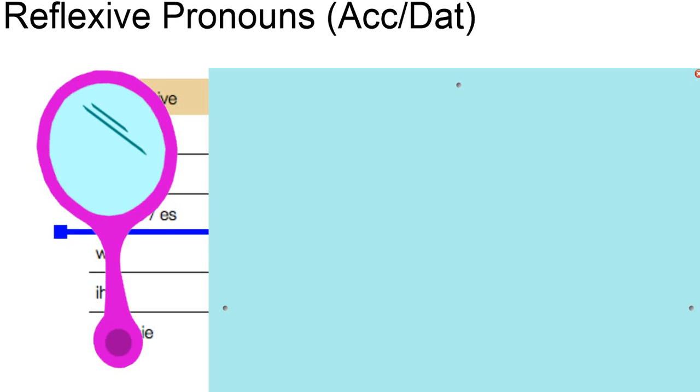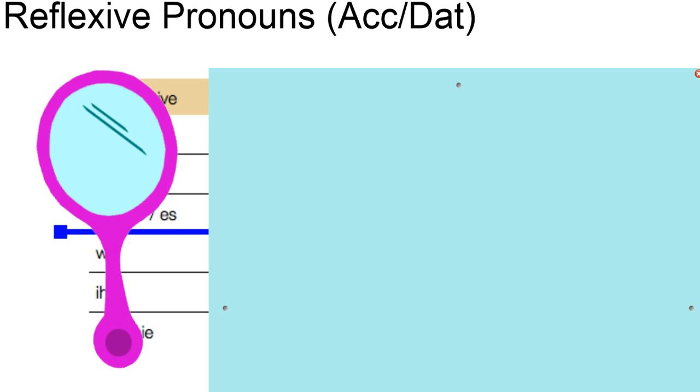Reflexive pronouns. Before we take a look at what reflexive verbs are and how we use them, we want to make sure we know what the reflexive pronouns are. Pronouns, by definition, replace a noun. So if I said, the boy is tall, the noun is the boy, and you would replace that with the pronoun he. He is tall. So he is the pronoun.